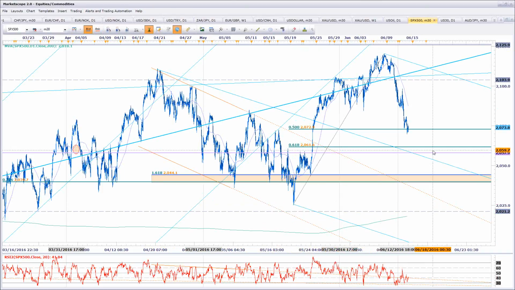Okay, too soon to use this because you haven't got any pivots off it just yet. But just one thing to keep in mind. Actually, scratch that.